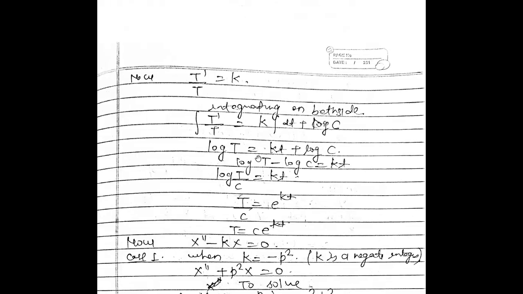So T dash upon T, now we are taking T dash upon T is equal to k. So integrating on both sides, integration of T dash upon T is equal to k dt plus log c. On integrating both sides, log T is equal to k into t plus log c, and log m minus log n, again, so T upon c is equal to e to the power kt, or T is equal to c into e to the power kt here. This is your solution for the T, right?